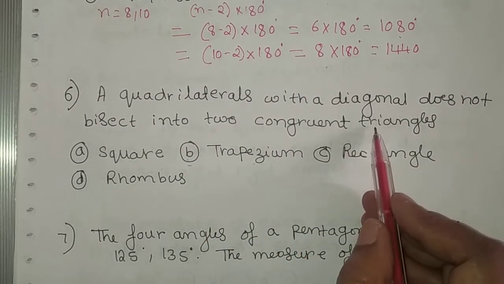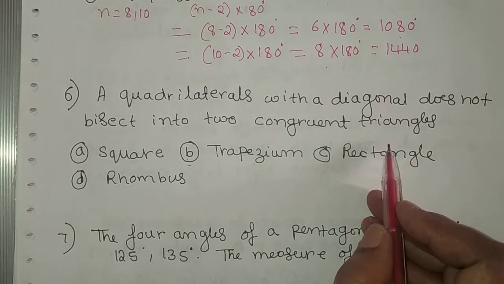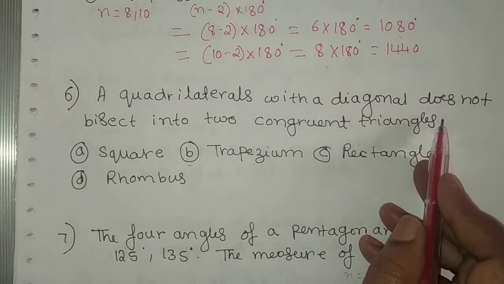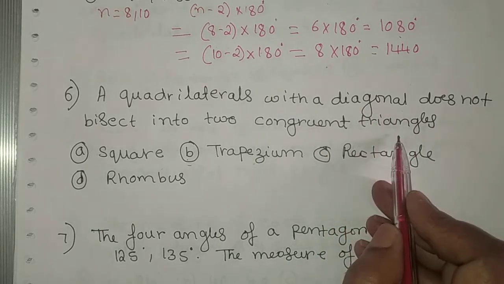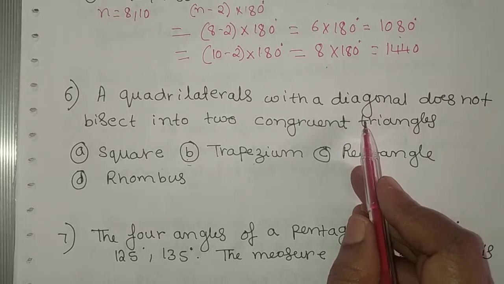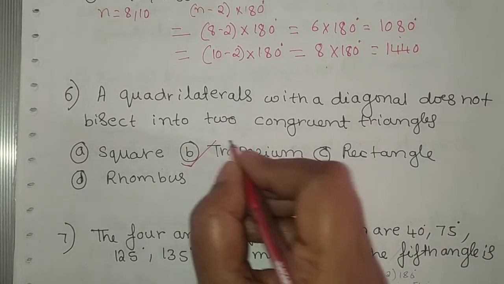Next is, a quadrilateral with a diagonal does not bisect into two congruent triangles. So here it is a quadrilateral. When a diagonal is there and it bisects, then it doesn't have two congruent triangles. That is trapezium.